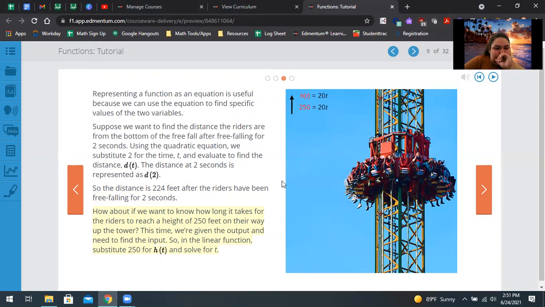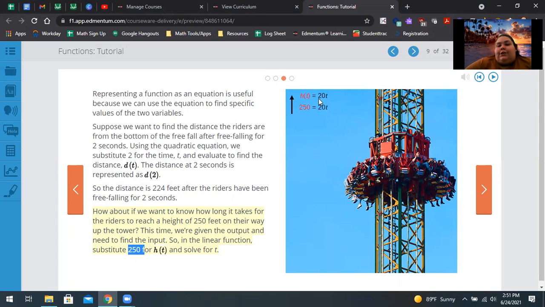This time, we're giving you the output. So it's very important when you're plugging in these values that you identify which value it is and what type of value it is. Is it your variable, or is it considered the function? Like, what is it equal to? That's going to make a big difference here. So here they want us to plug in 250 for h of t. They're not going to say 250 seconds. They did say it's 250 feet.